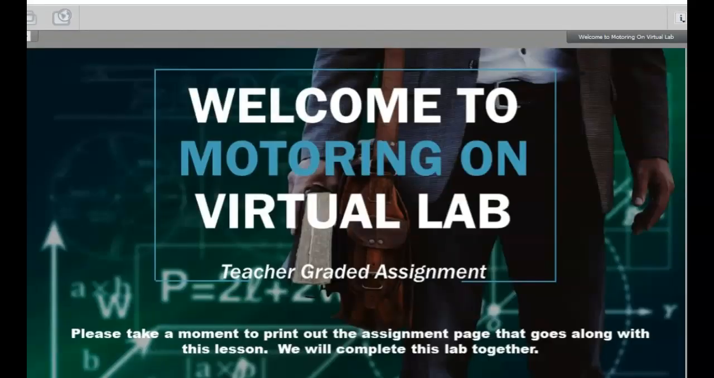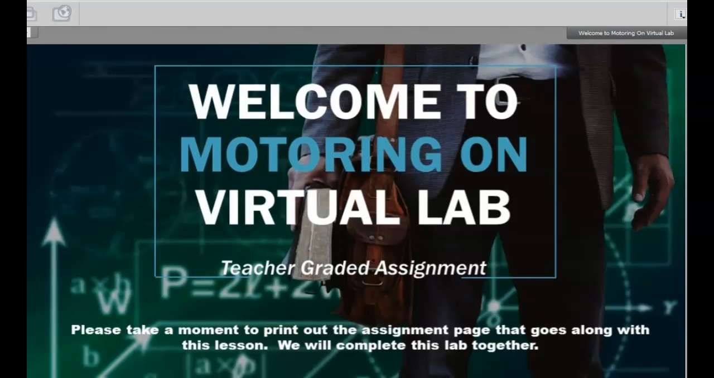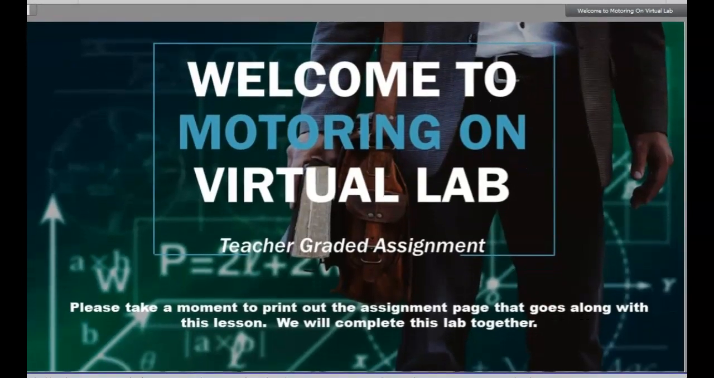For today, we're going to go through the Motoring On virtual lab. I know some students have had questions on some of the parts. Really, if you're following along and reading through every lesson and the directions, it should be very, very simple. So I'm going to take you through and show you a couple things and make sure that you are squared away to get that done.